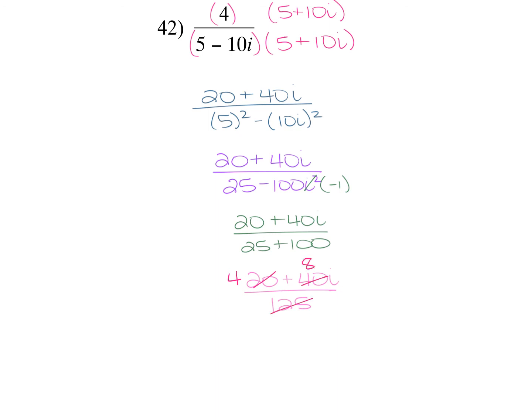And then 5 goes into 125 twenty-five times, since 5 goes into 12 twice with 2 left over, and 5 goes into 25 5 times. So that gives us 4 plus 8i all over 25.